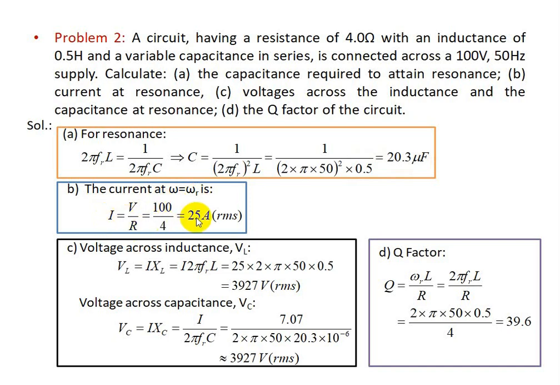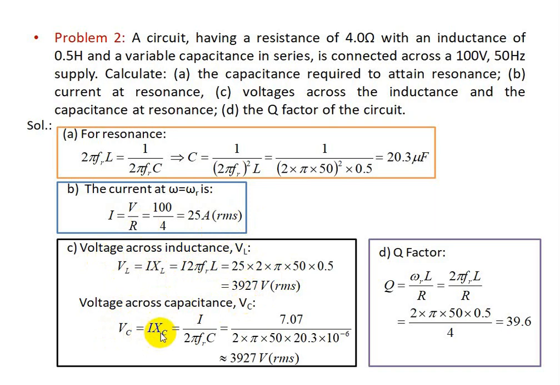100 by 4, which will be 25 ampere RMS. Whenever you divide an RMS value of voltage by resistance, you get RMS current. Voltage across inductance VL is I into XL, that is I into 2 pi Fr into L. Substitute the values, and you will get the voltage as 3927 volts.